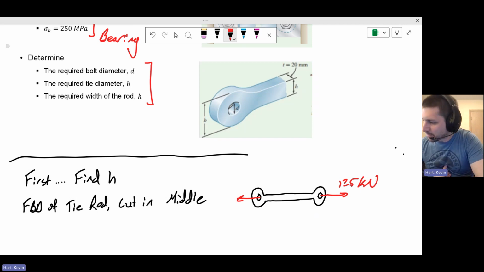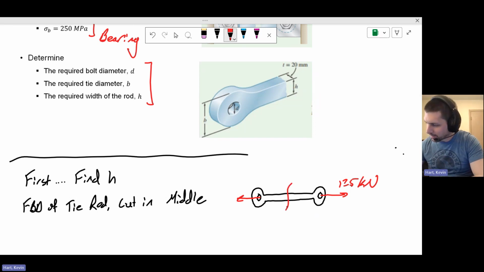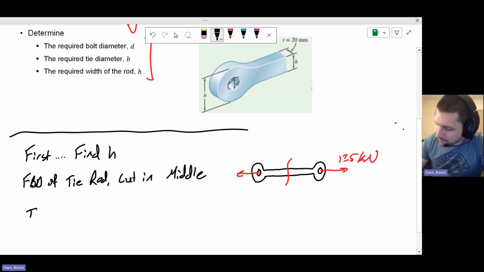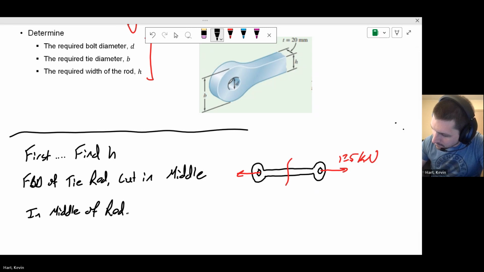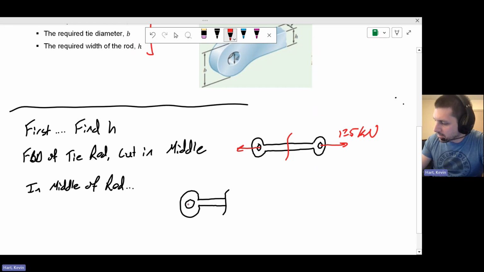Okay, and to investigate the dimension that I need throughout the middle of the rod, I'm going to make a cut in the middle of the rod. So we'll cut right in the middle here, and we'll investigate that portion of the rod, and that's going to inform the dimensions that we need. Okay, so in the middle of the rod, you'll have this situation going on here. We've cut through our material, and so we're going to just look at one half of this tie rod that looks like this, and we have the hole on the left-hand side, and we've got the pin applying this 125 kilonewtons.